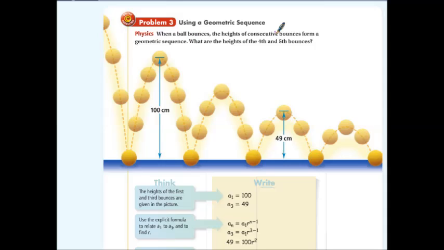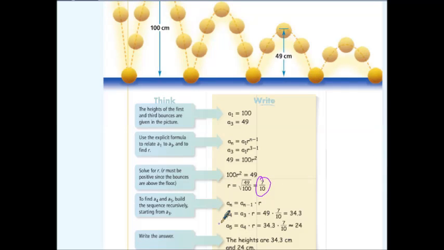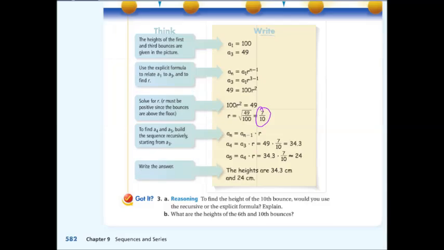Well, when a ball bounces, the heights of consecutive bounces form a geometric sequence. What are the heights of the 4th and 5th bounces? So we're telling you it's geometric. It's going from 100 to 49. We plug these in using 1 and 3 as the initial and then the third, and we solve for r, and we get 7/10 is r. Then we want to find the 4th and 5th bounce. We just plug them in respectively, find a sub 4, then a sub 5, and there are our answers.